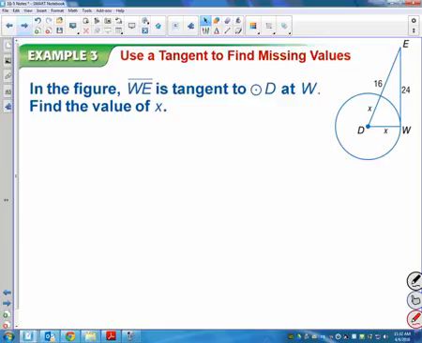So again, if W is the point of tangency, we know that that's going to be our right angle. And can we do the same thing, Pythagorean theorem, to solve for X here? Except it's a little more work, right? What's this length going to be? How am I going to write that?